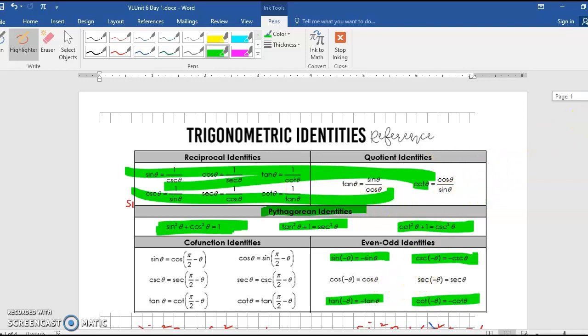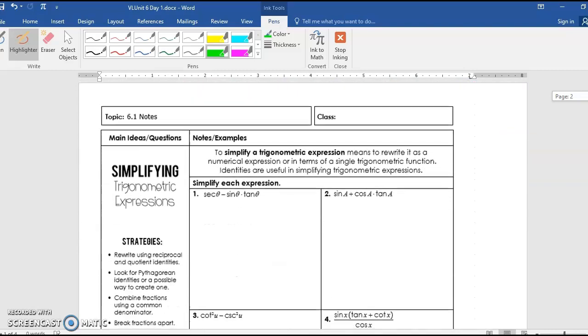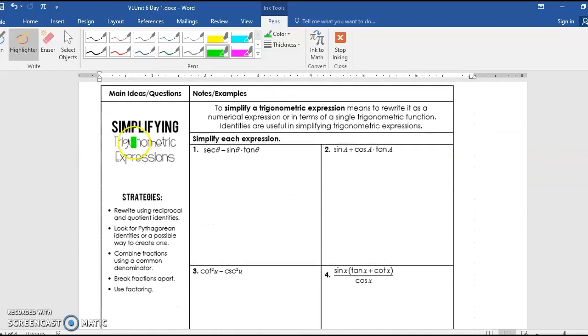So now let's get started with the first page of the notes here. We are required to simplify trig expressions. So these are different strategies suggested. You would rewrite using reciprocal or quotient identities, if that is the case. There are several ways you can simplify, not just one. Once we know how to simplify, we can actually solve in later lessons.